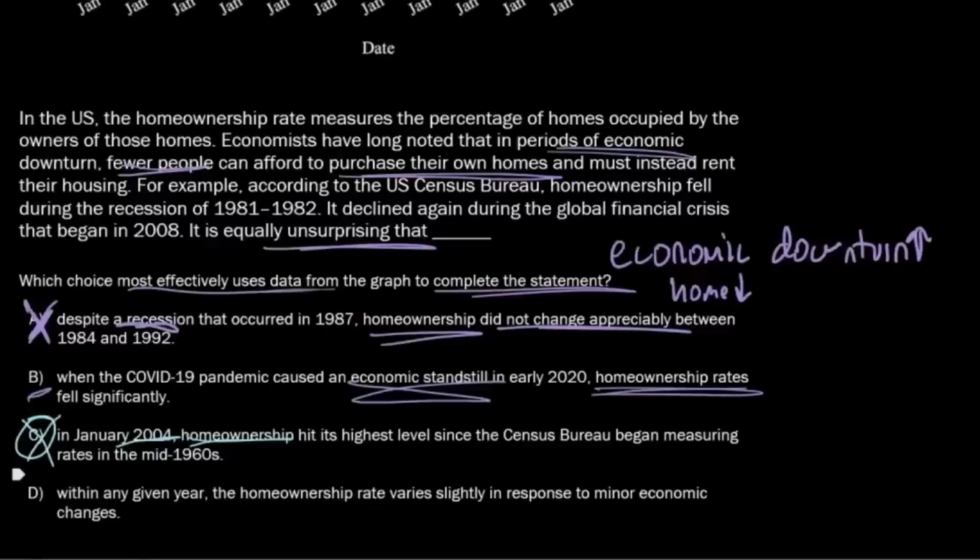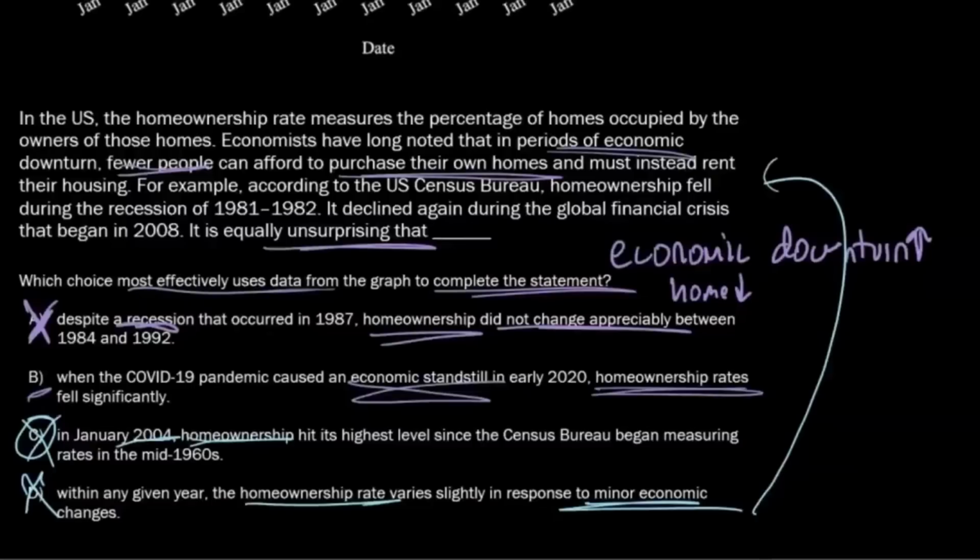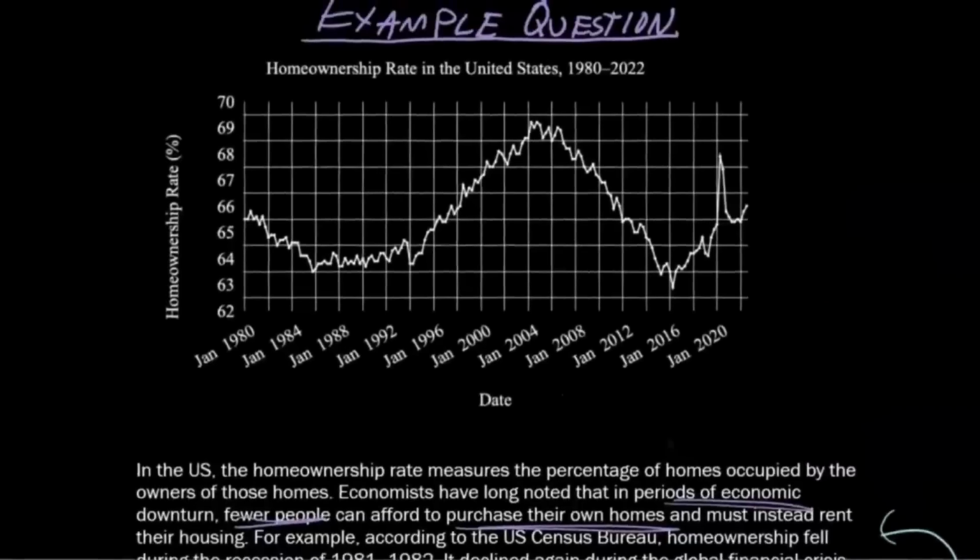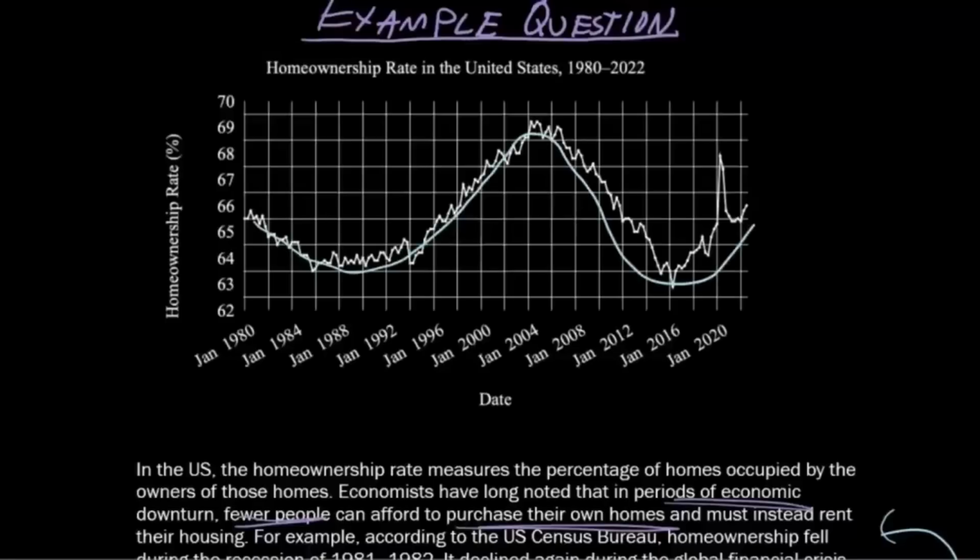All right. Now, D, within any given year, the homeownership rate varies slightly in response to minor economic changes. Again, doesn't really relate. That just makes sense, but it doesn't fit in with this cycle here. What they're trying to show you here is that there's a cycle, right? That when there's downturn, people will not be able to afford their houses. Okay, and we see here in the graph that when there's downturn, people cannot afford their houses. We really didn't even need to use the graph in that question, and that's a common theme that we see at quantitative evidence questions. Always read the answer choice and figure out the description first, because you'll likely be able to eliminate a bunch of those answer choices, if not all of them, as we just did.